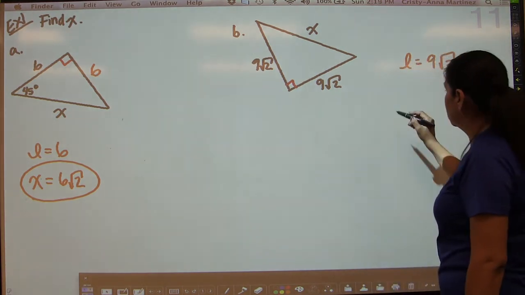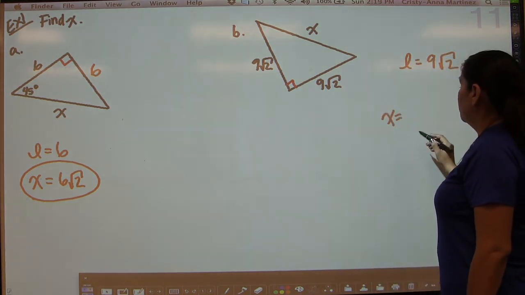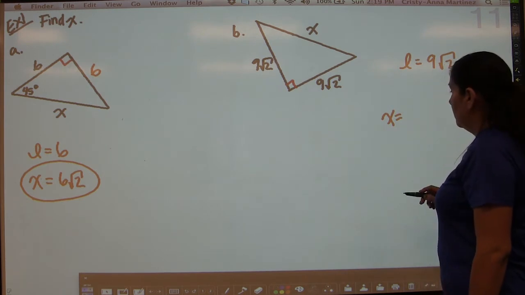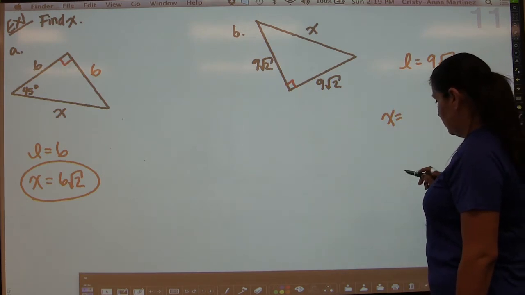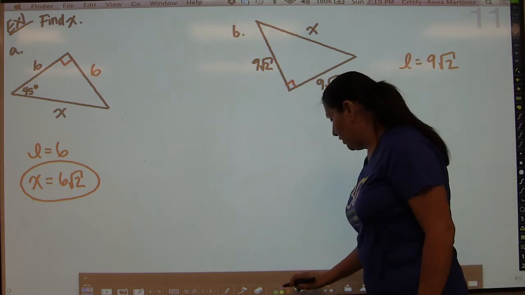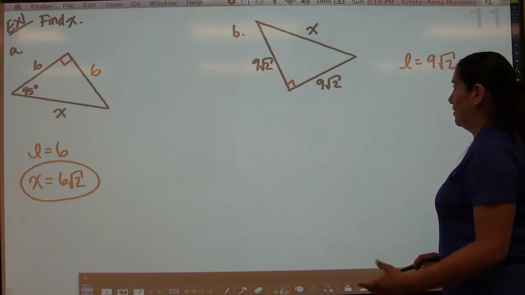The hypotenuse is supposed to be... sorry, I'm trying to find my eraser here. I had a little brain fart there. I want to use blue because that's what we've been using in the past.